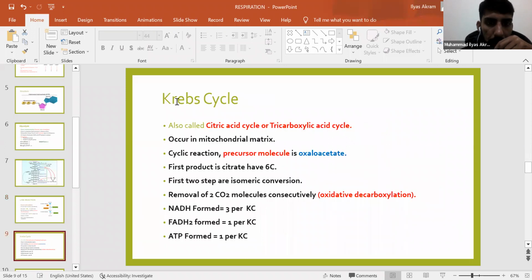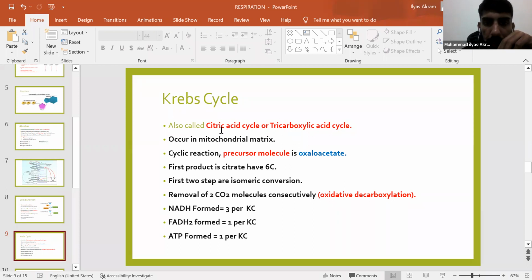The next step is the Krebs cycle. This is the main phase where ATP, the energy currency unit, is mainly formed. It is also known as the citric acid cycle or tricarboxylic acid cycle. The first product of the Krebs cycle is citric acid. That's why it is also called the citric acid cycle or tricarboxylic acid cycle.